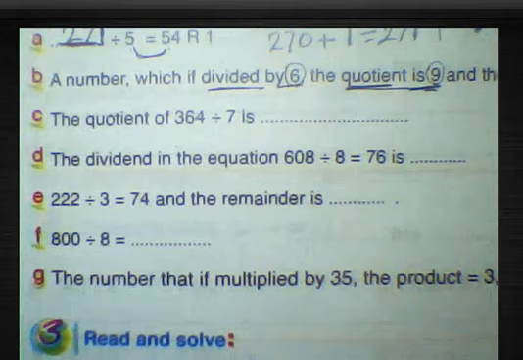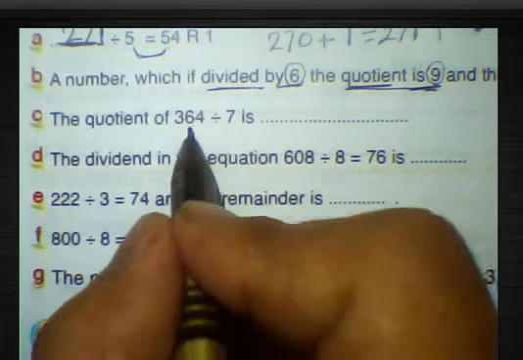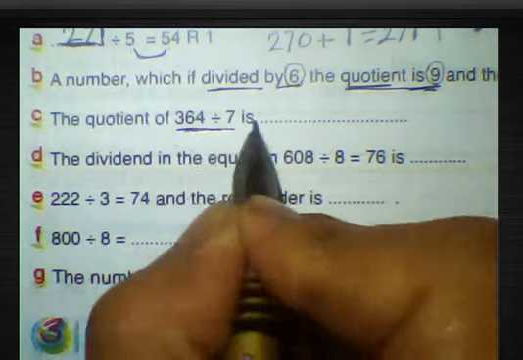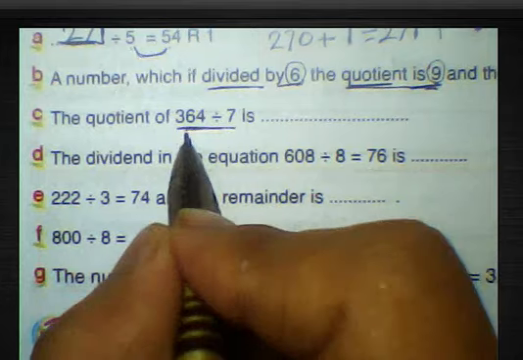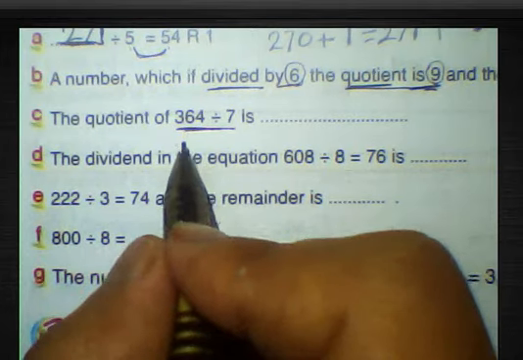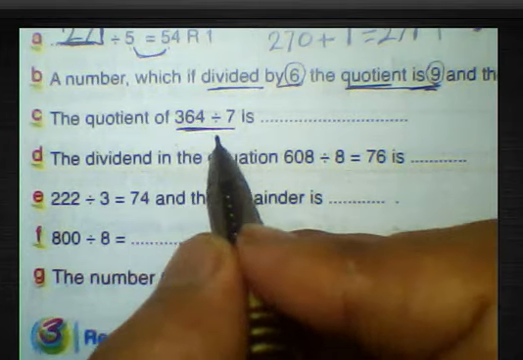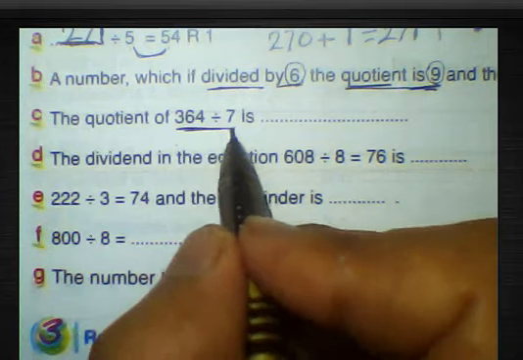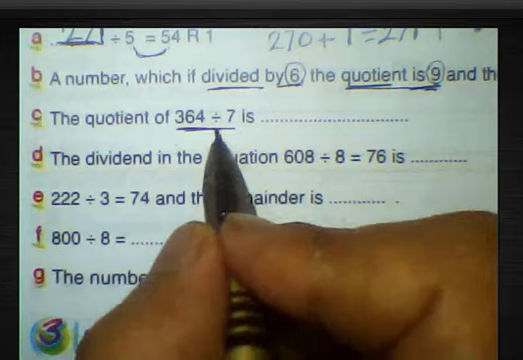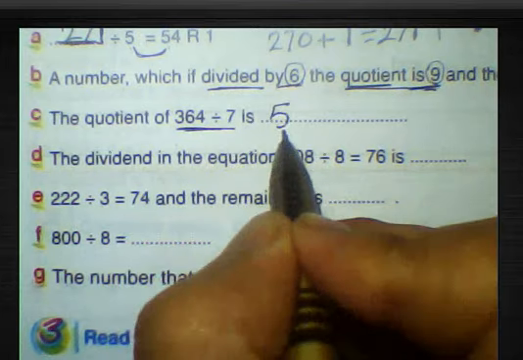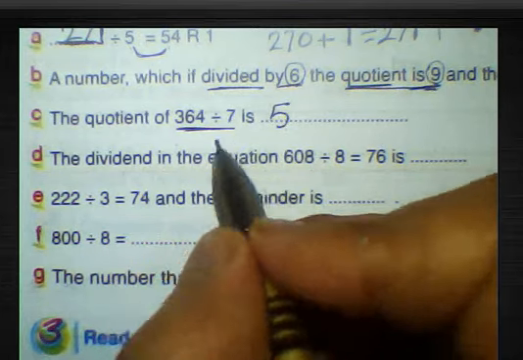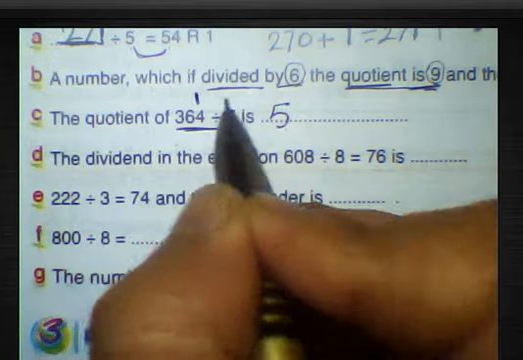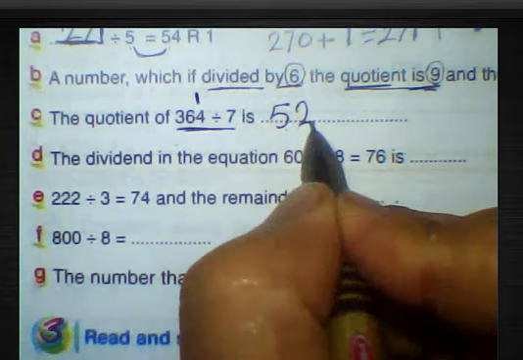Letter C, the quotient of 364 divided by 7 is... Look here, we can find the result from the left-hand side. 36 divided by 7 equals what? 7 times 4 equals 28. 7 times 5 equals 35. It's nearest, so we can write 5 here. 5 times 7 equals 35 and remainder 1. 14 divided by 7 equals 2. The result will be 52.